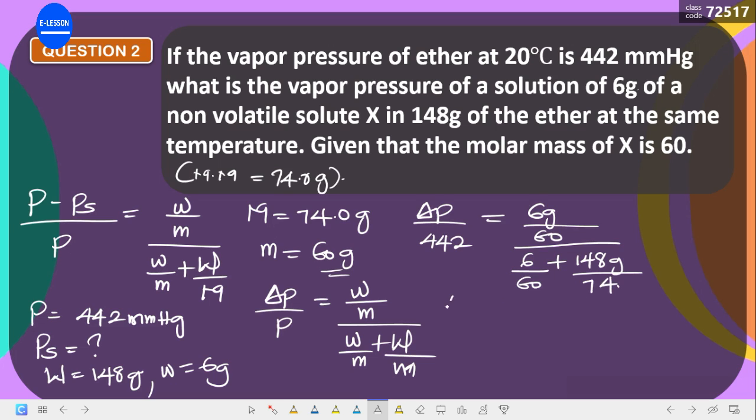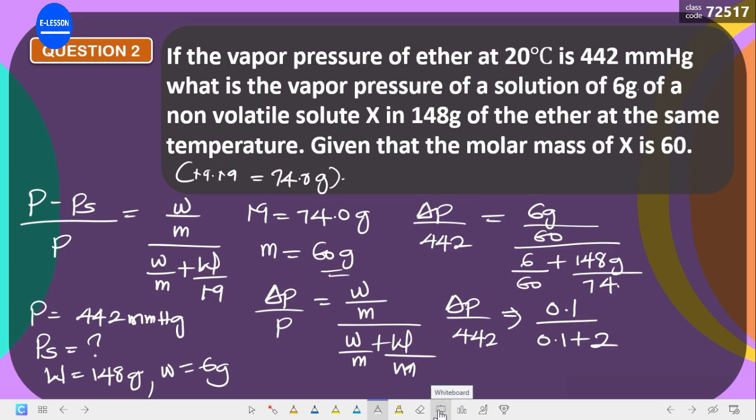So at the end of the day, what are you going to have? You are having change in P all over 442 is equal to 6 divided by 60. What will it give to you? 6 divided by 60 is 0.1. So we have 0.1 all over 0.1 plus, now 148 divided by 74, I think is 2. So this gives us 2.